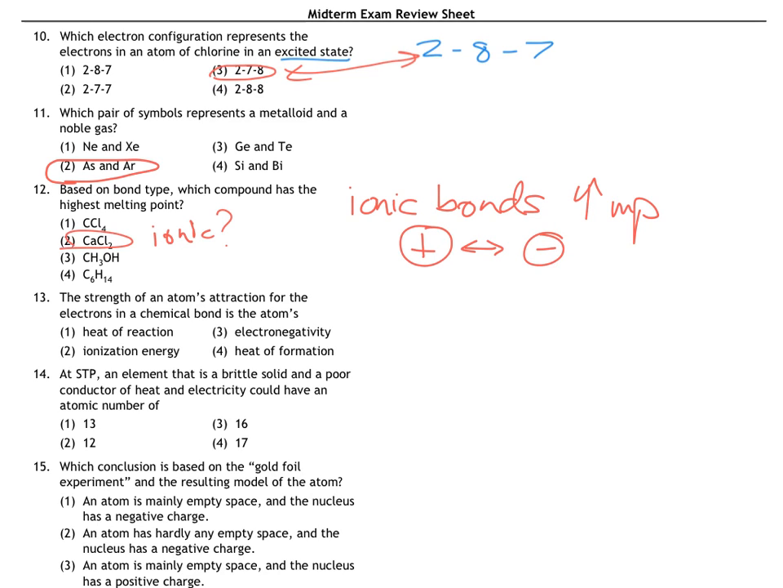All right, number 13, the strength of an atom's attraction for electrons in a chemical bond. That's basically the definition for electronegativity. So that's the answer, electronegativity.